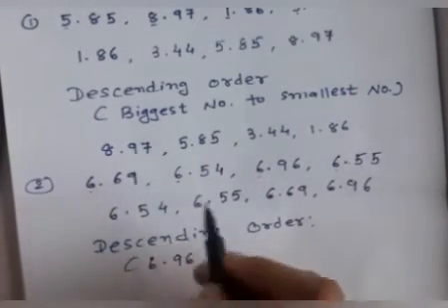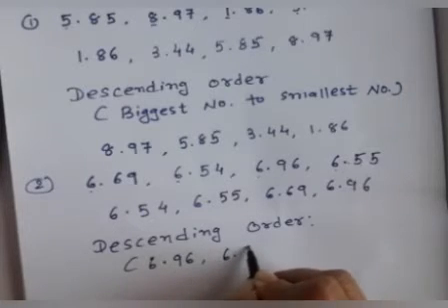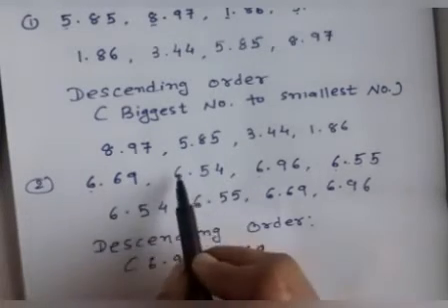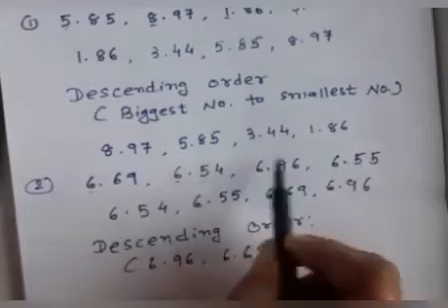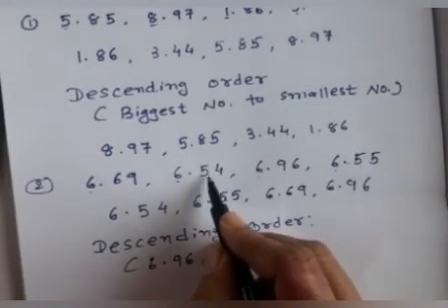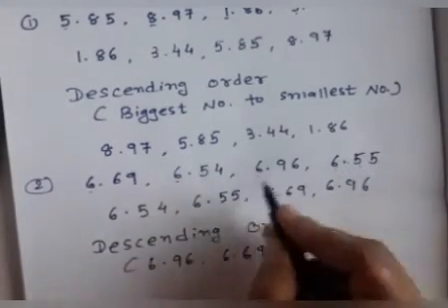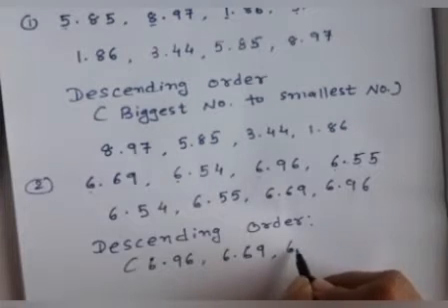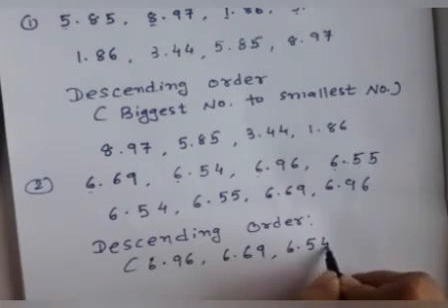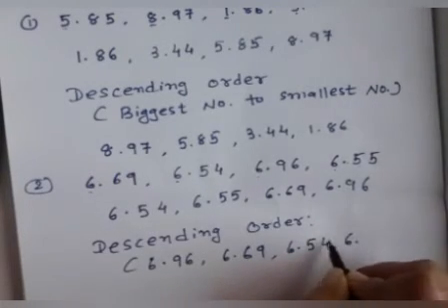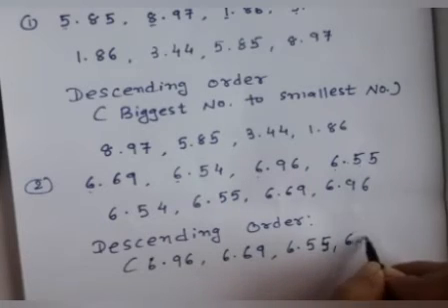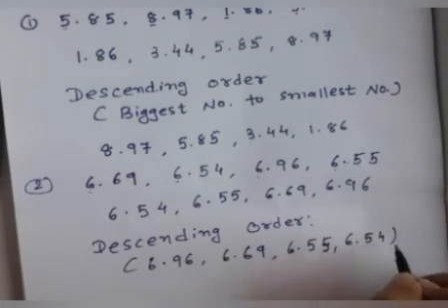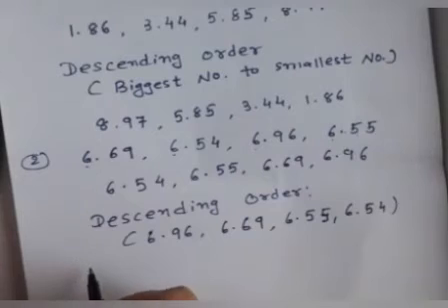Then 6.69. Now out of these two numbers, here is a 6.54 and 6.55. So write here 6.55 and 6.54. Okay. Now third example.